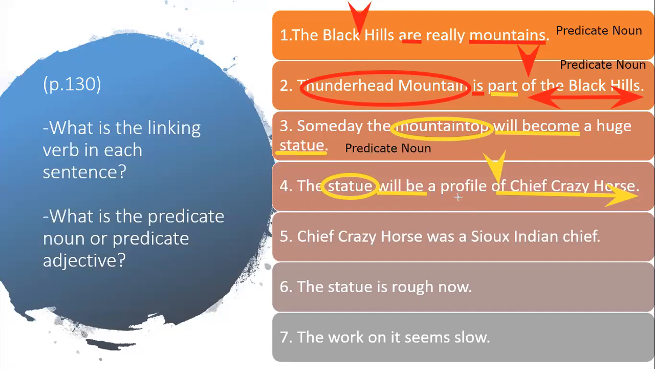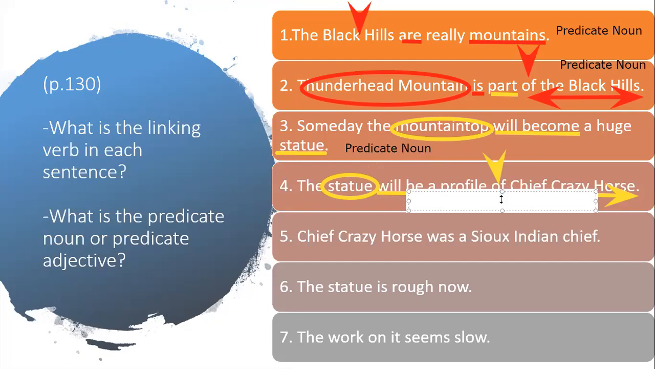It's a word that names a thing, a profile. So profile is renaming the statue. It's saying what the statue will be. Statue will be a profile. So profile is a word that renames the subject. And when we rename it, what do we call that?